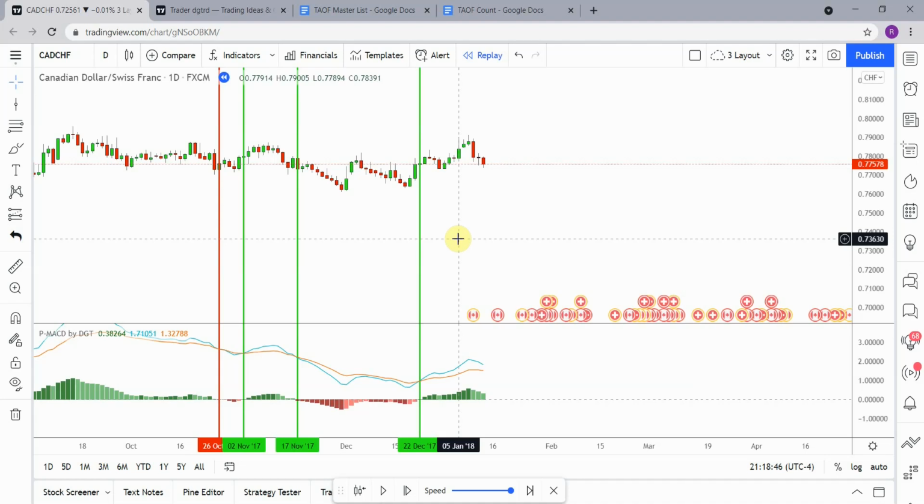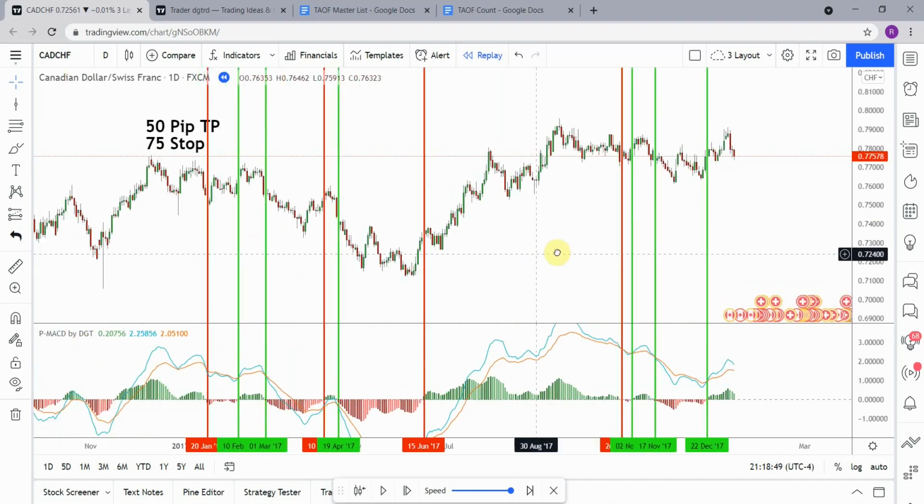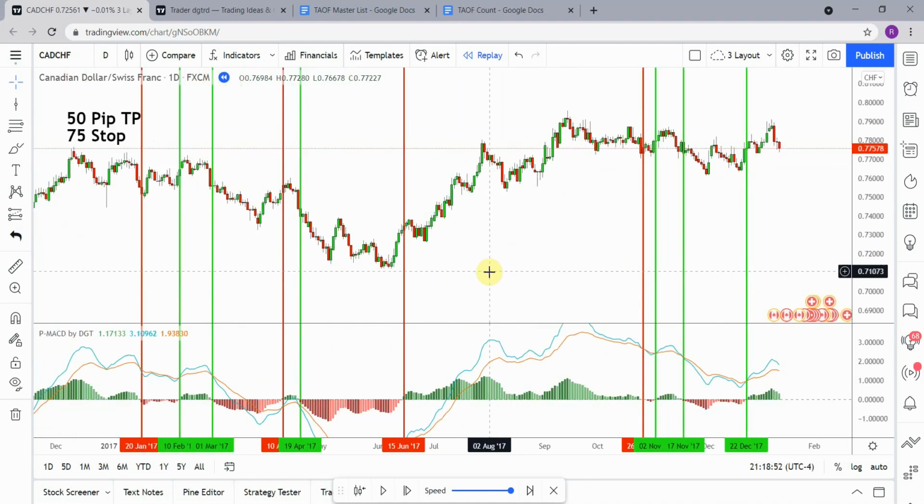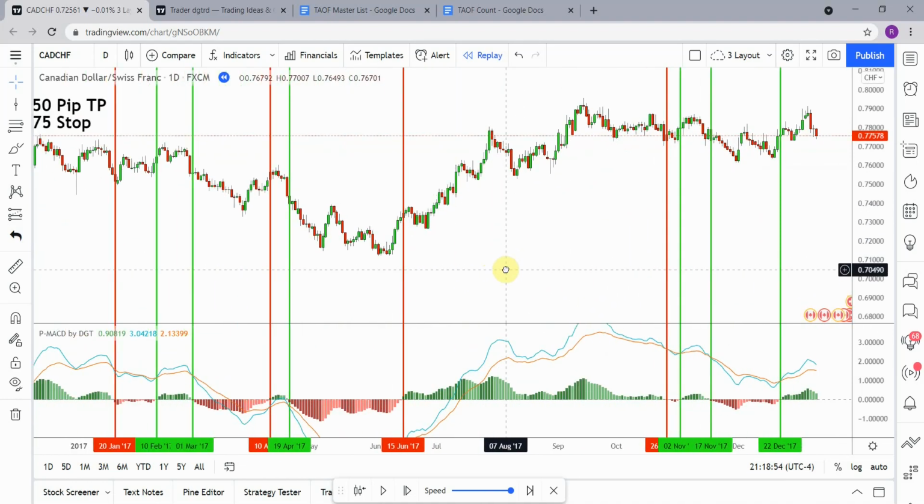All right, back to the indicator here. Let's go ahead and see what we can get out of this. All right, so we have 1, 2, 3, 4, 5, 6, 7, 8, 9, and 10 trades all together, and we have 1, 2, 3, 4, 5, and 6. So that's 60% right on the nail there.